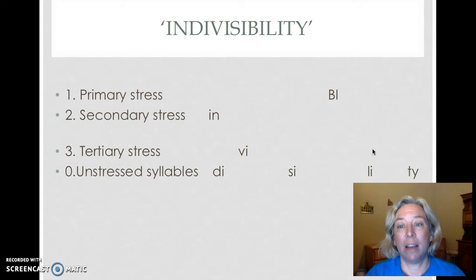So listen, indivisibility. There's a little bit of stress on in, there's the most stress on b, and there's a third level of stress on v. But the syllables d, s, l, t don't have stress and they are unstressed. Indivisibility. So if you say that to yourself, you should feel a primary amount of stress on b, a secondary amount of stress on in, and a third amount of stress on v. Indivisibility.